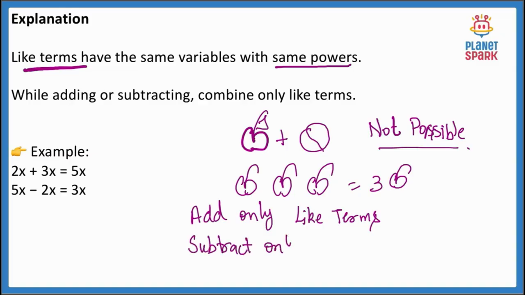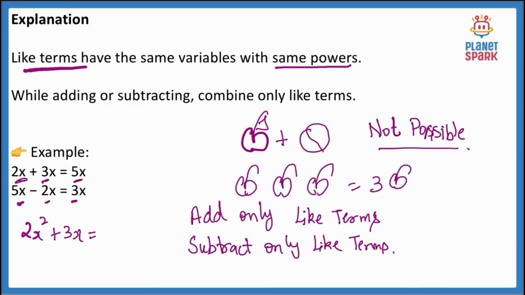How are you going to add or subtract like terms? You are going to simply add or subtract their coefficients, like 2x plus 3x: 2 plus 3 is 5, you will get 5x. Similarly, 5x minus 2x: 5 minus 2 is 3, you will get 3x. But 2x square plus 3x will remain 2x square plus 3x only, because they are not like, and since the terms are not like, we cannot add them.